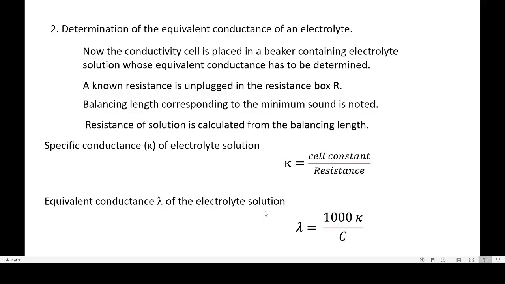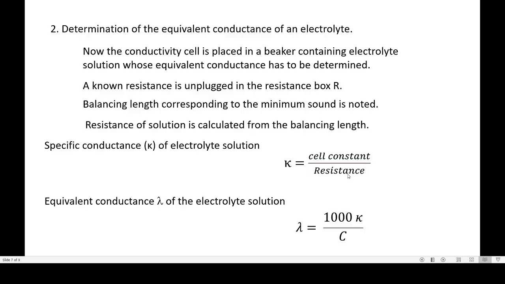So the equivalent conductance lambda can be calculated using the expression 1000 K upon C, where K is specific conductance and C will be the concentration of the given electrolyte solution. So specific conductance K is needed. So specific conductance K will be equal to cell constant and resistance of the given electrolyte solution. Since cell constant we have already determined, now resistance of the given electrolyte solution is to be determined.